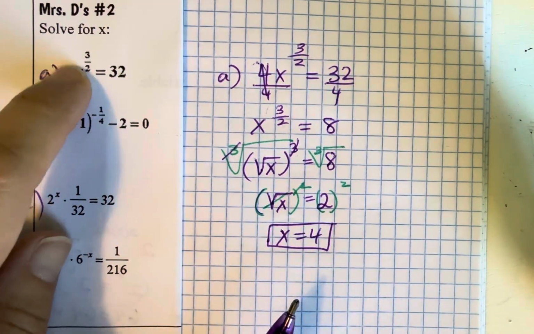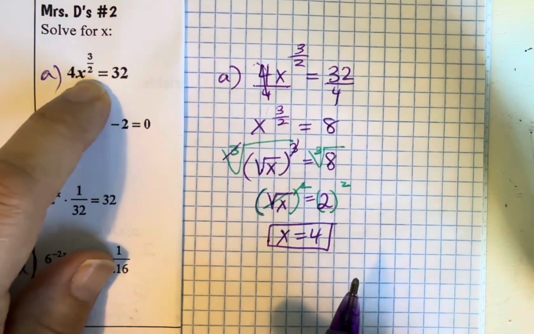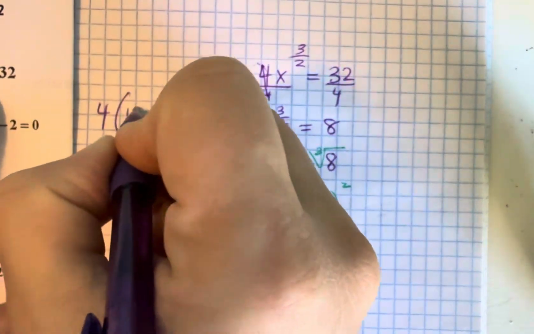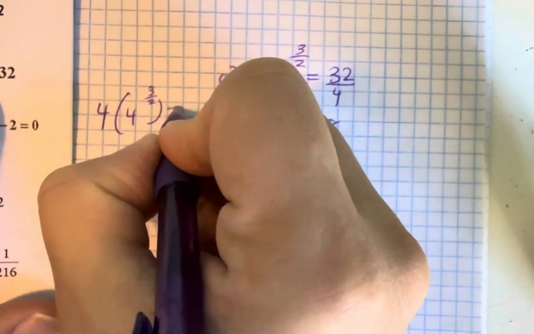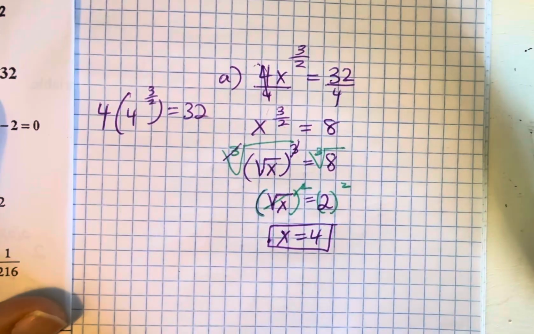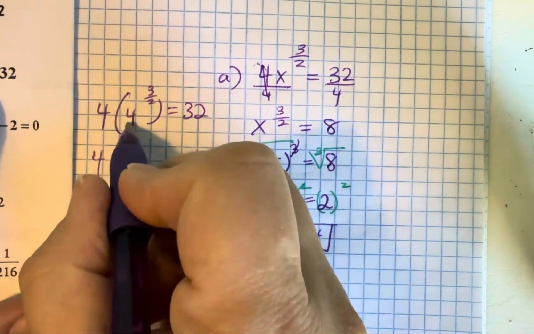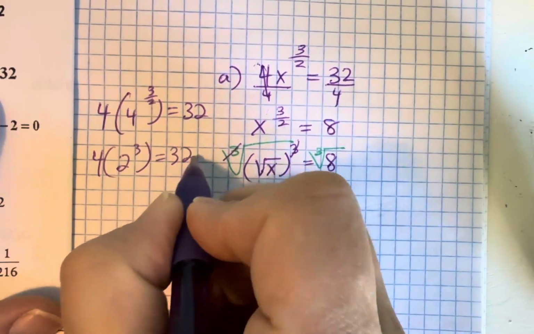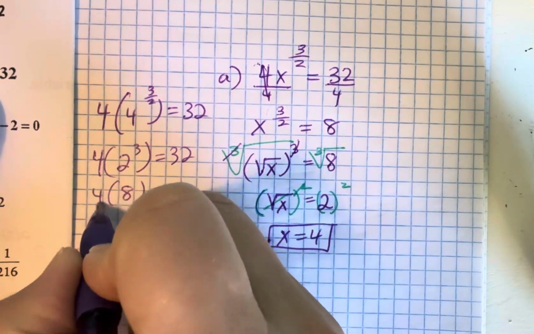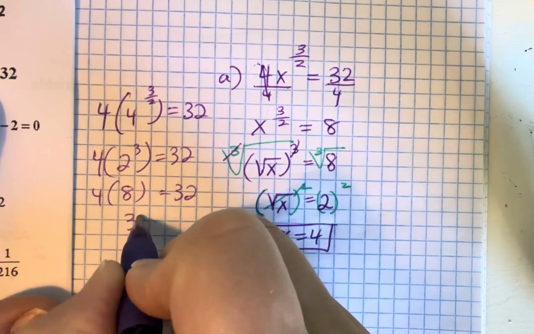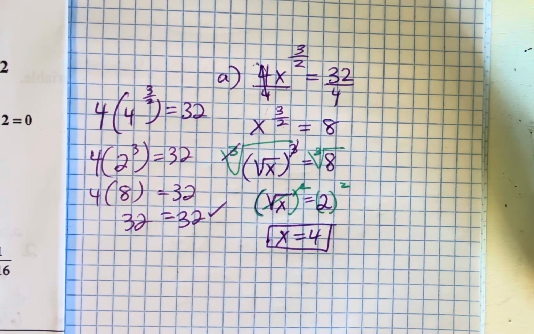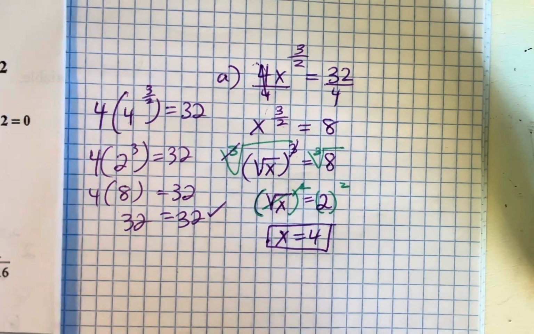And if I plug it back in, okay, 4 times 4 to the 3/2 power, does that equal 32? And it does, because the square root of 4 is 2, and 2 cubed is 8, and 8 times 4 is 32. So that's a good check when we plug it back in. Okay, so that's the first one.